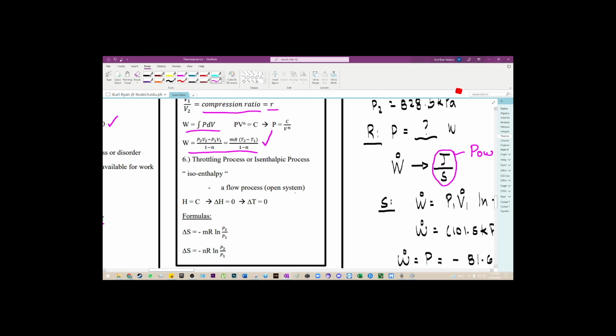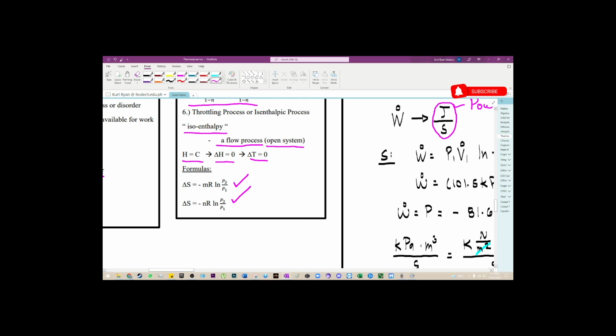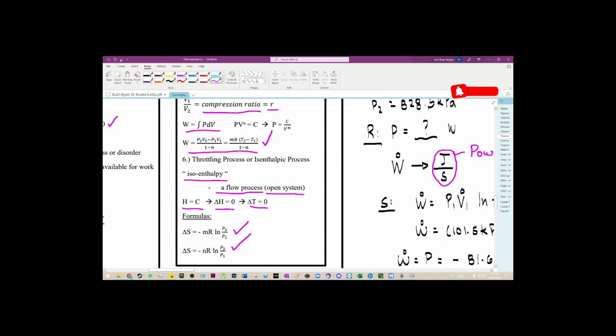Now, for number 6, we have the throttling process or isenthalpic process, which we also call isoenthalpy. It is a flow process. This is now an open system. Previously we only had a closed system. Now the mass can cross the boundary. H must be constant. Therefore, there is no change in H and there is no change in temperature. These are the formulas for the change in entropy. Okay, I think that's it. Let's have some sample problems.